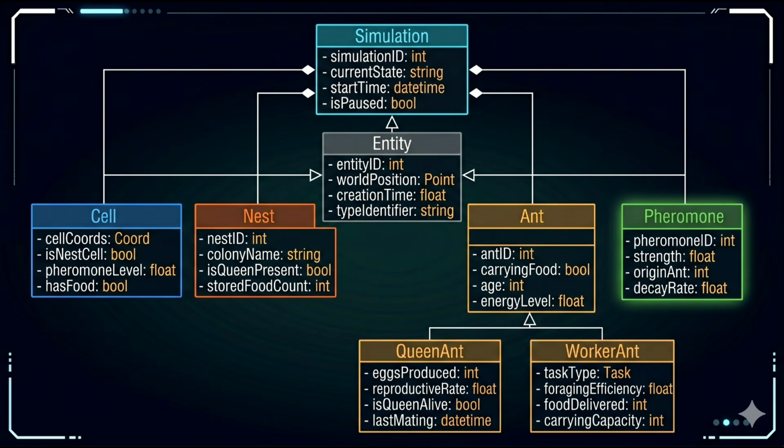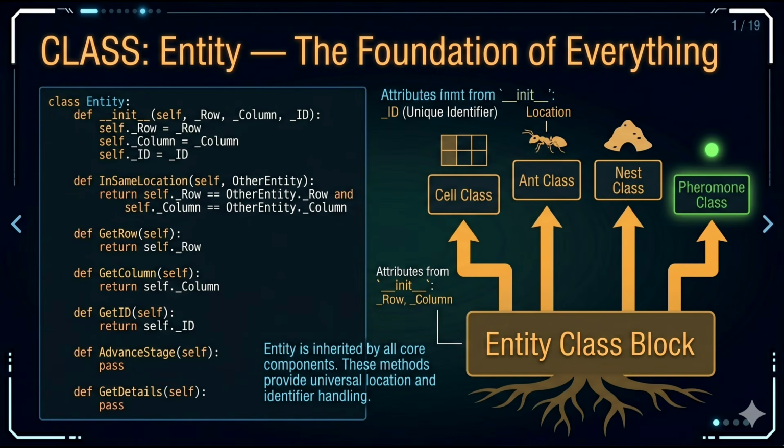Part 3, how the code actually works. This is going to be the meaty bit. Before we look at a single method, understand the shape of the whole program. Everything's running on this class hierarchy. At the very top of the inheritance tree is Entity. Entity is the base class for almost everything in the simulation. An entity simply knows where it is. It has a row, it has a column. It also has an ID set to None initially.